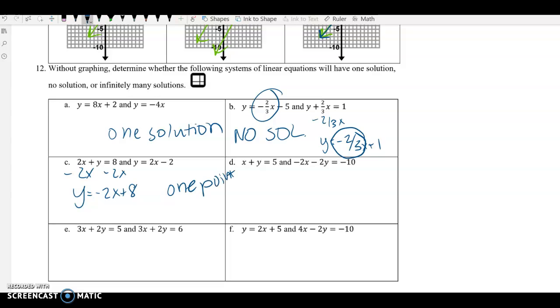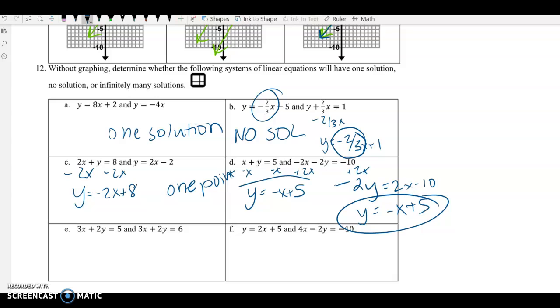All right, D, if I subtract x on both sides, I get y equals negative x plus 5. Over here, I'm going to add 2x to both sides, put it in slope-intercept. I have negative 2y equals 2x minus 10. Divide everything by negative 2, I'll get y equals negative x plus 5. These are the same exact equations, so there will be infinitely many solutions because they'll always be touching.